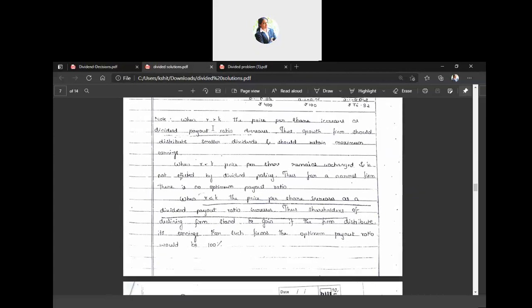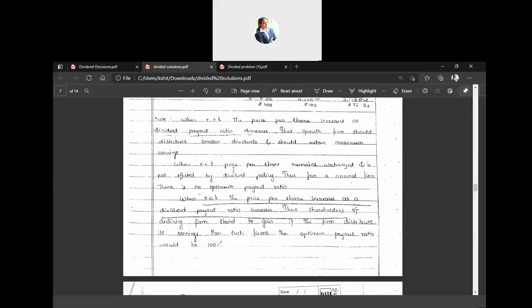That is, when R is greater than K, the price per share increases as dividend payout ratio decreases. The growth firm should distribute smaller dividends and should retain maximum earnings. The explanation is that for a growth firm, there shall always be opportunity for investing more and more. When this is the case, the company has to retain all the money and invest it in the opportunities. Distributing in the form of dividend and again raising will be costlier than retaining.